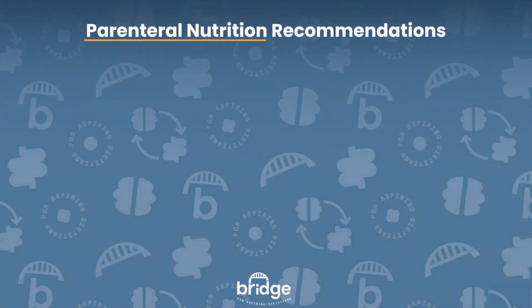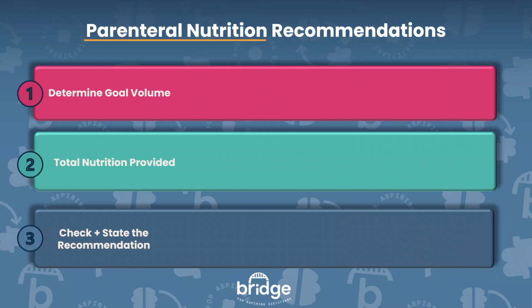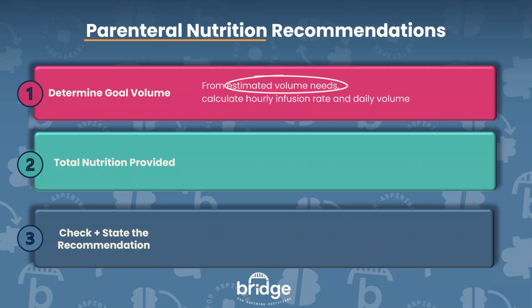So let's talk again about the calculations that we need to do in these parenteral nutrition problems. We have the same 3 steps that we had before: to determine the goal volume, to determine the total nutrition provided by that volume. If we're giving a recommendation, then our 3rd step is to check and state that recommendation. But these steps are basically what we lined out in the first part of this lesson. So to determine the goal rate, we need to look at the estimated needs. We'll calculate the infusion rate and we'll determine the total daily volume.